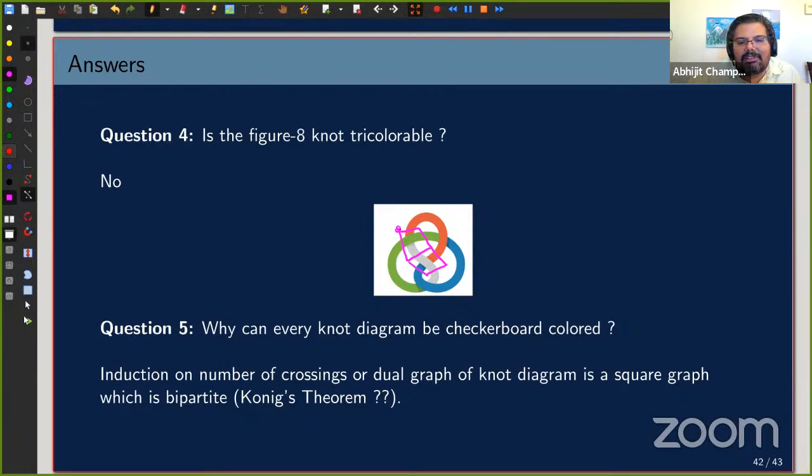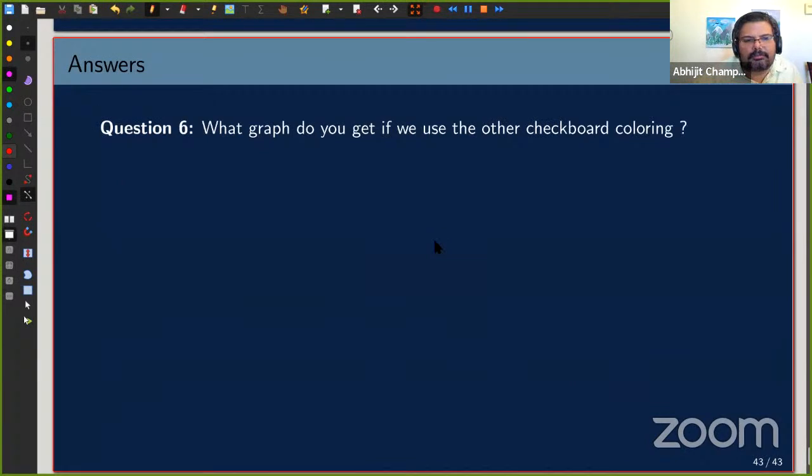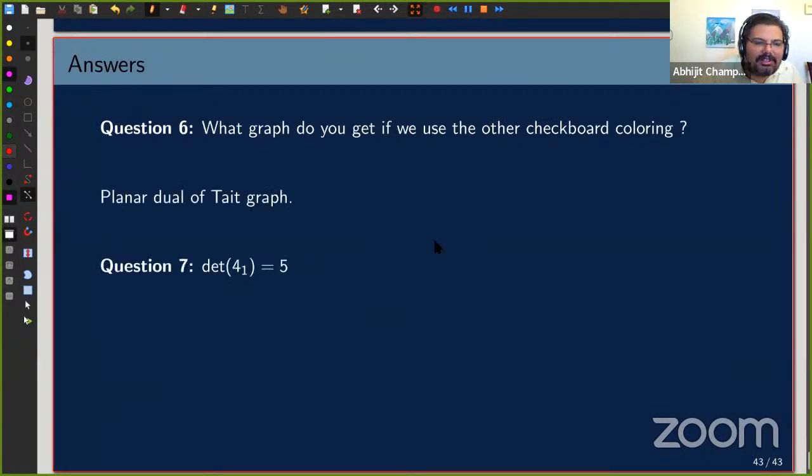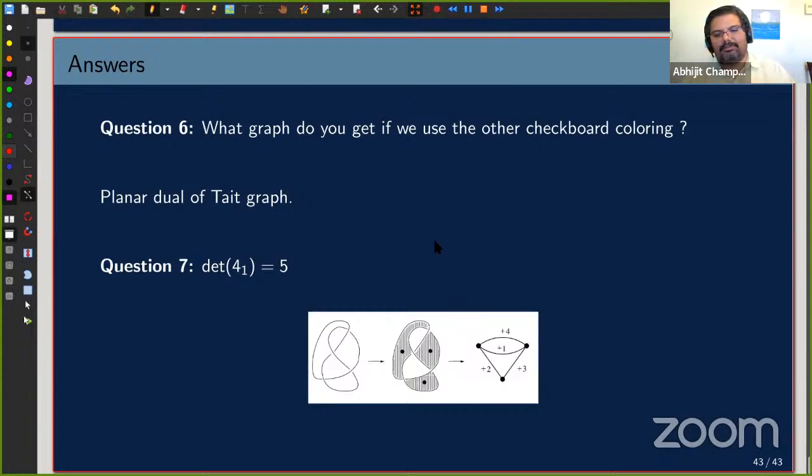And if you have graphs with even cycles, then they can be made bipartite. And this bipartiteness actually gives you the whole coloring. I think that is a theorem called Conway's theorem. And if you use the other checkerboard coloring, you get the planar dual of the Tait graph. And the determinant of the figure eight is five, because there are five spanning trees.